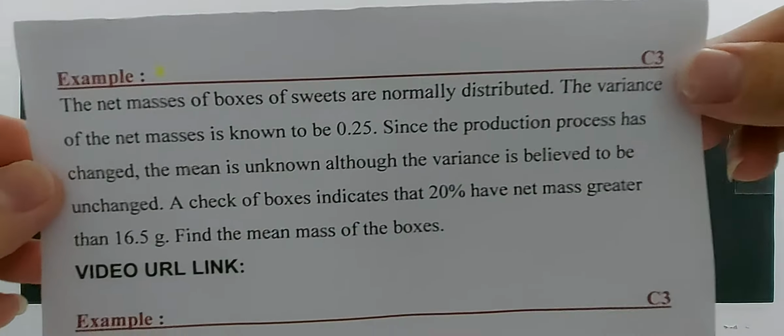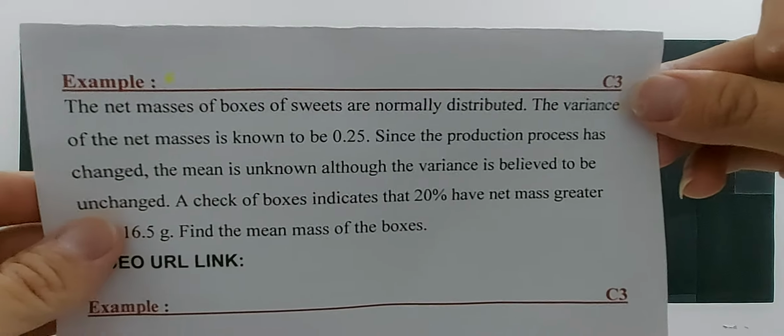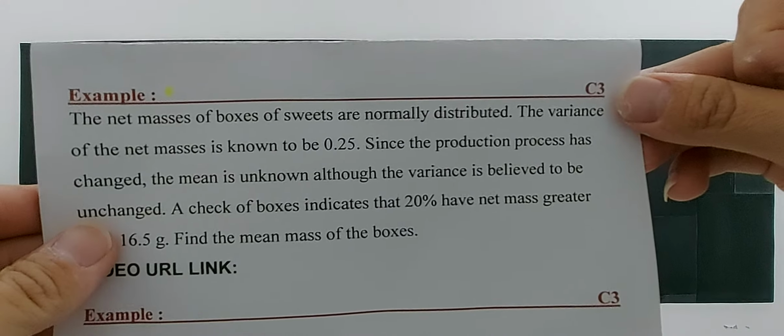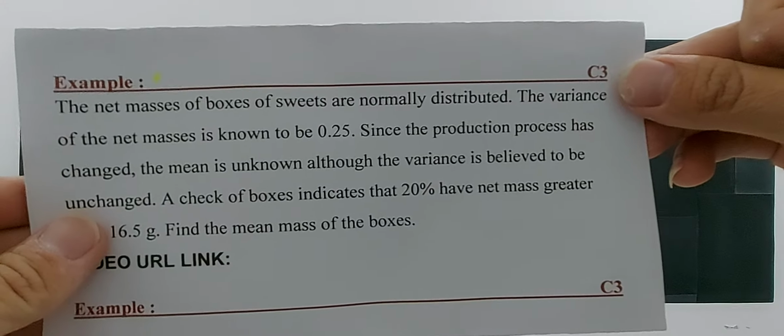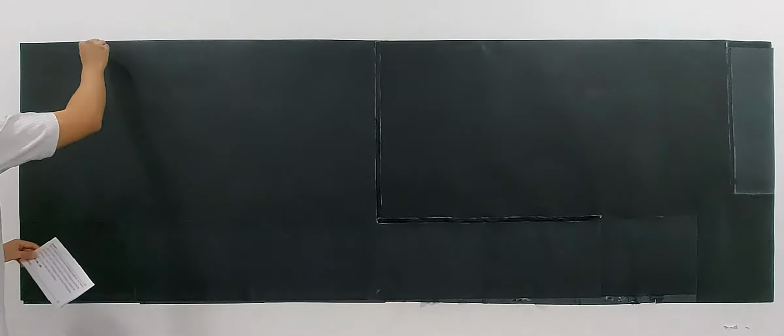It's a question involving normal distribution. So the net masses of boxes of sweets are normally distributed. It means that the mass of a box of sweets is normally distributed, right? The variance of the net masses is known to be 0.25. So first, we know that X here refers to the mass of the box of sweets, which is a continuous random variable with normal distribution.